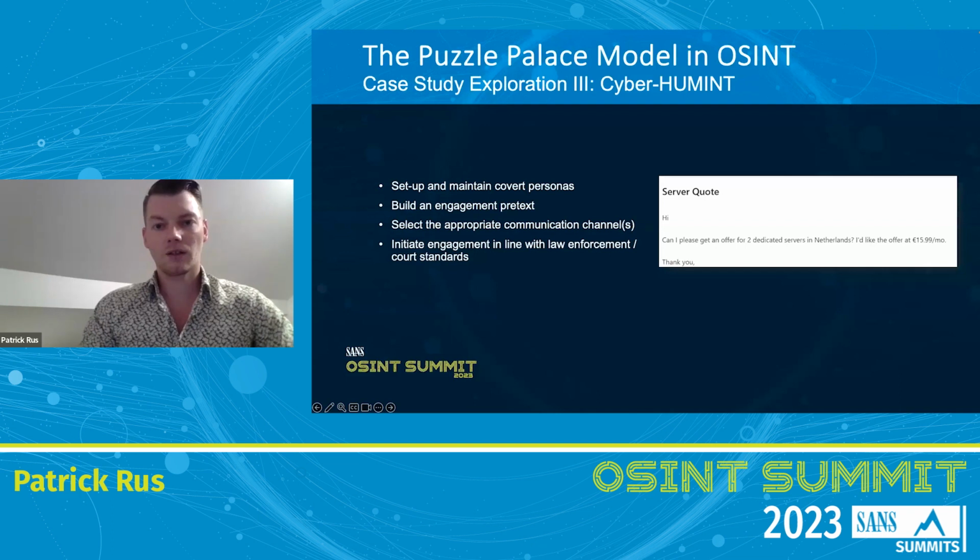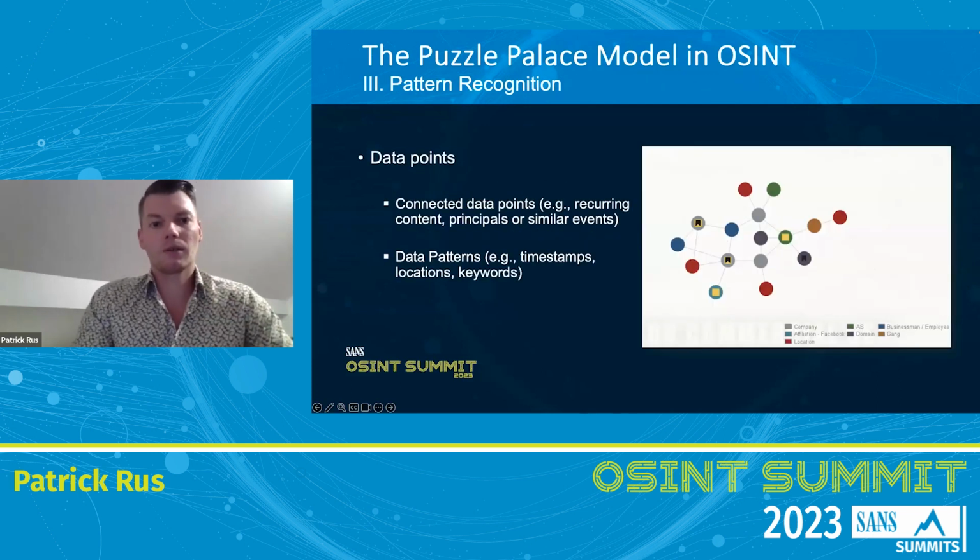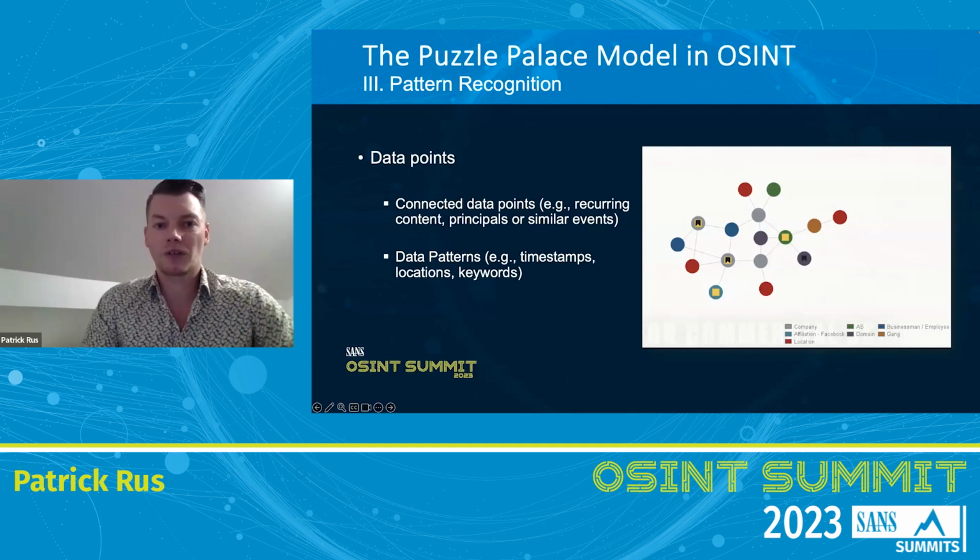In all the investigations, I use a model that is aligned with the law enforcement and the court standards in the specific jurisdiction where I'm based. So if I'm based in the United Kingdom, I use the model provided by the College of Policing, for example. In the United States, you have to follow their standards. Now we can move to the third component of the Puzzle Palace model, which is pattern recognition.